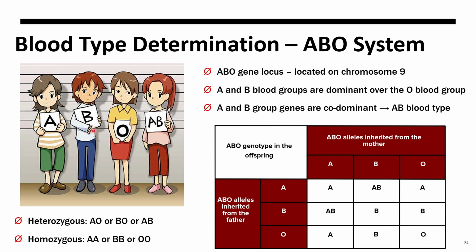A and B genes, I am talking about genes now, I am not talking about blood type. Genes A and B are co-dominant. If they express together, they cannot express A or they cannot express B. They will express another blood type known as AB.